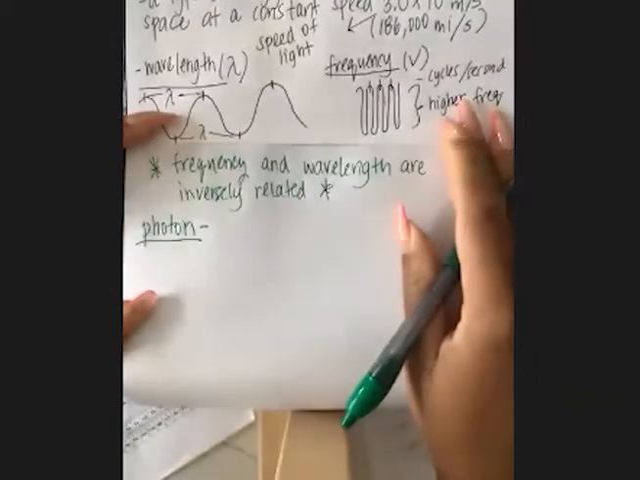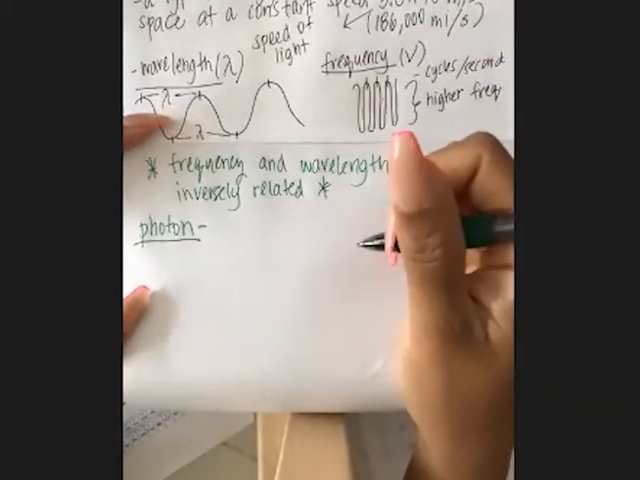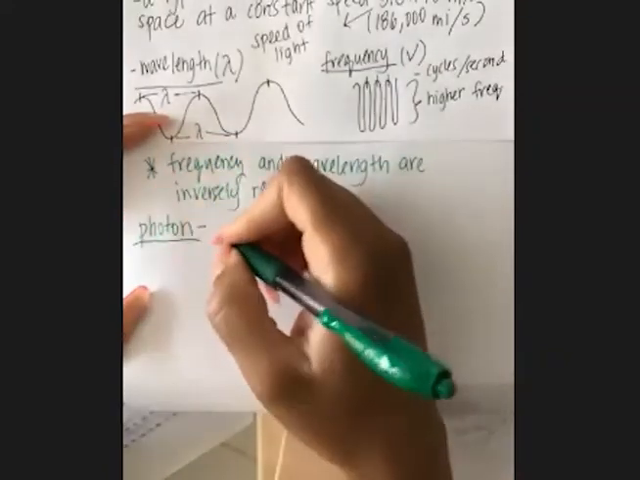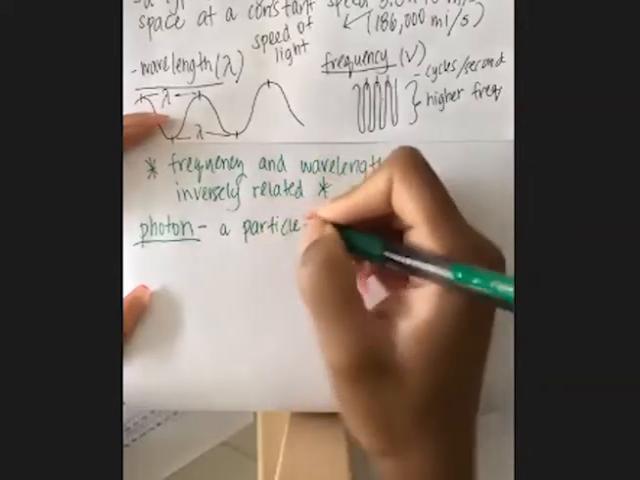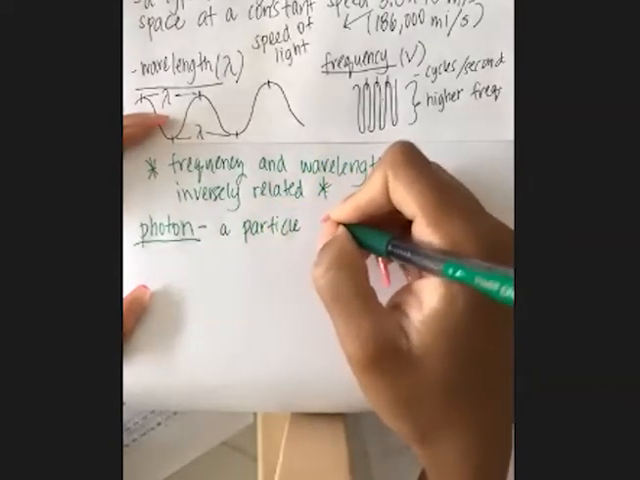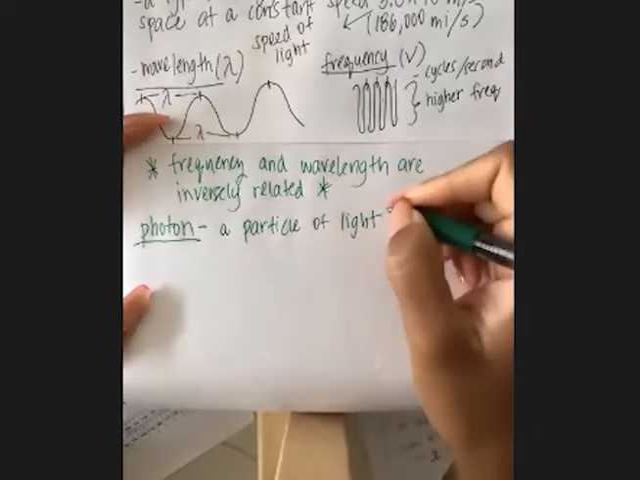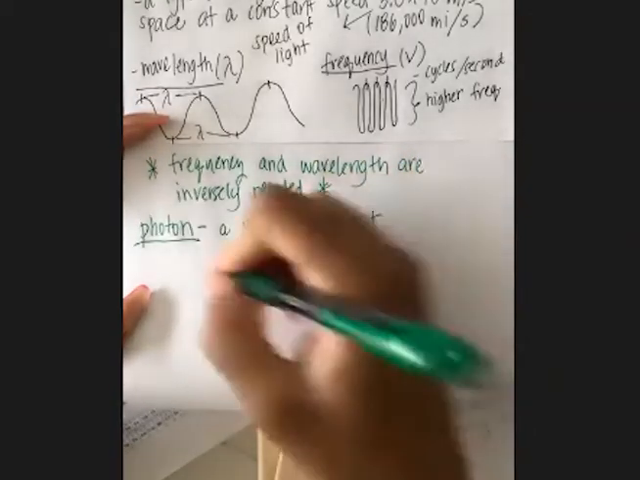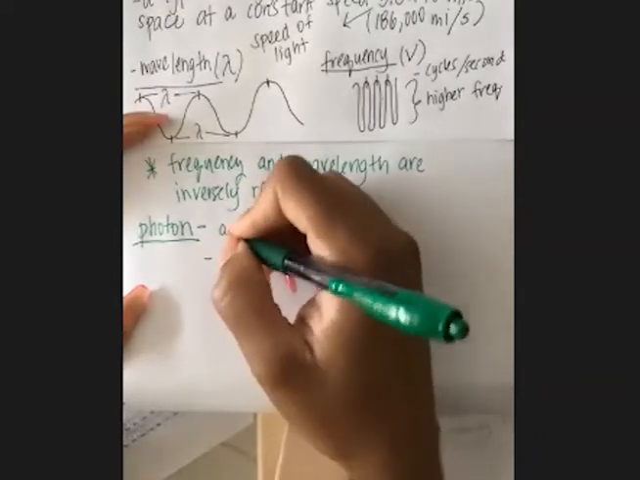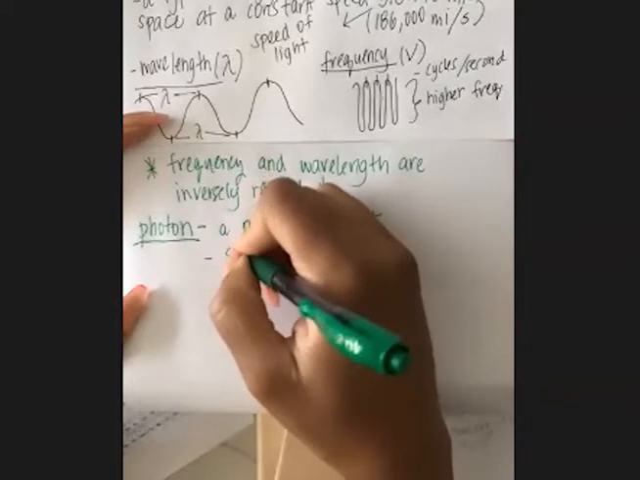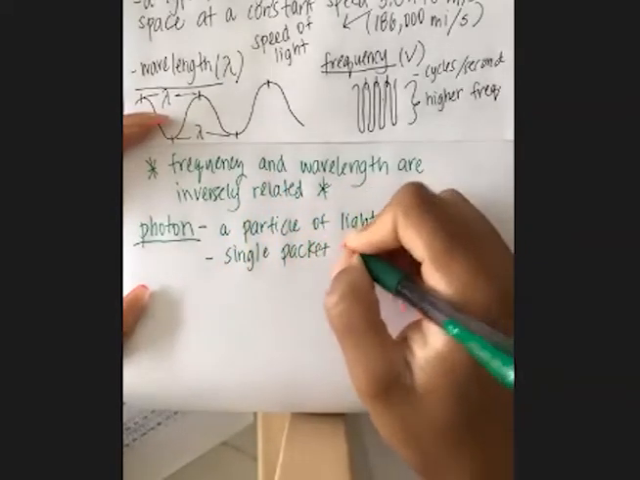So what I'm saying now is that light has wave-like properties and particle-like properties. So we just say a photon is a particle of light. And we can think of it as a packet of light energy.